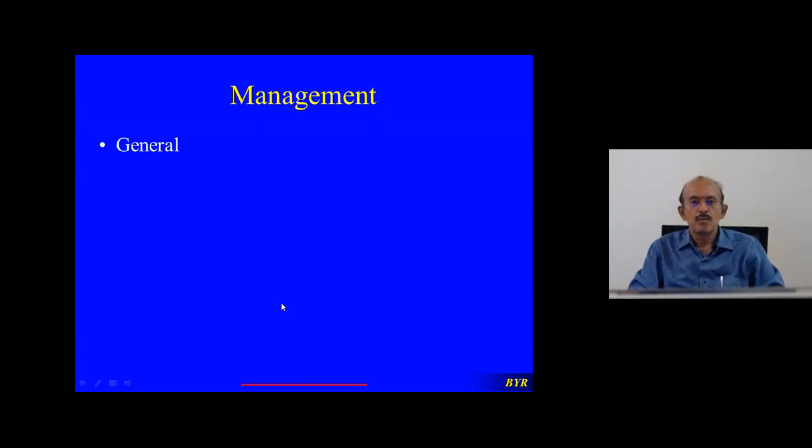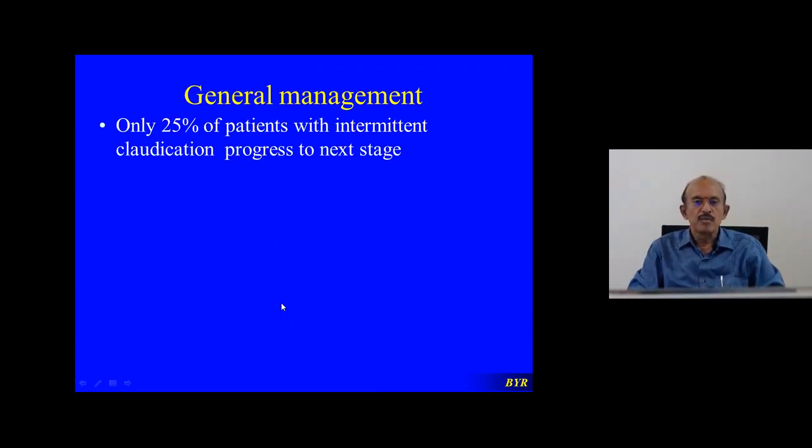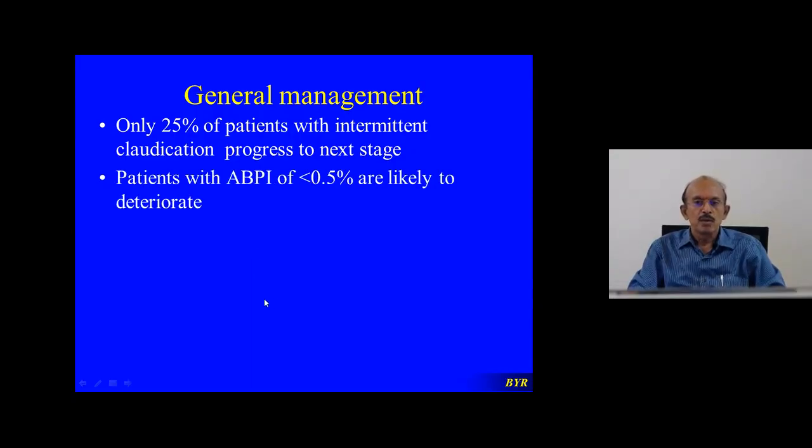Management. General management and specific management. General management: only 25% of the patients with intermittent claudication progress to the next stage. Patients with an ankle brachial pressure index of less than 0.5 are likely to deteriorate.